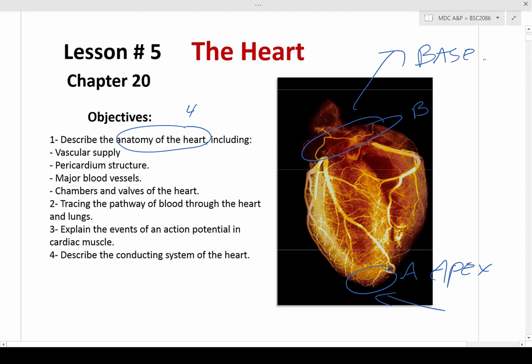The heart has how many ventricles? 2. How many atriums? 2. How many atriums are on the right? 1. How many ventricles are on the right? And the same ones are on the left, right? Got it. So it's basically the main anatomy of the heart, like really basic anatomy of the heart.